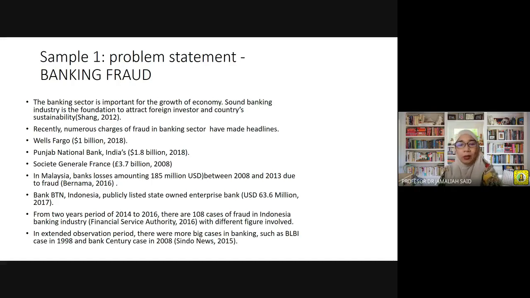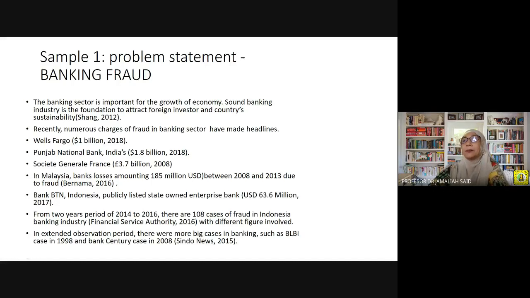So she wants to say that banking fraud is common not only in the US, not only in Japan, not only in India, not only in France, but also in Indonesia. That shows that wow, this is a big issue. Study needs to be done on this.